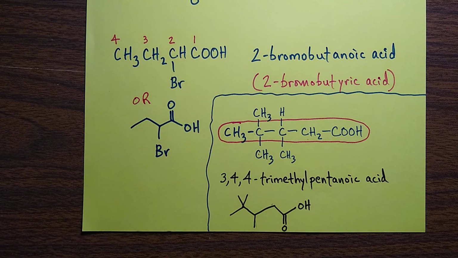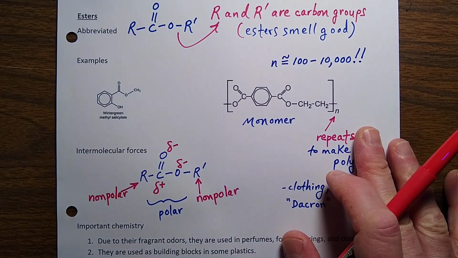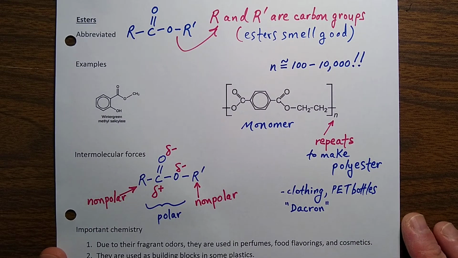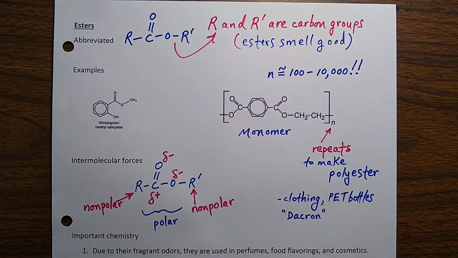So let's go on to the next class. What can you do with carboxylic acids? How do you make them? Well, how do you make esters? Well, you use a carboxylic acid and an alcohol. Let's just talk a little bit, as I've done with the other functional groups, about the physical properties and characteristics of esters.